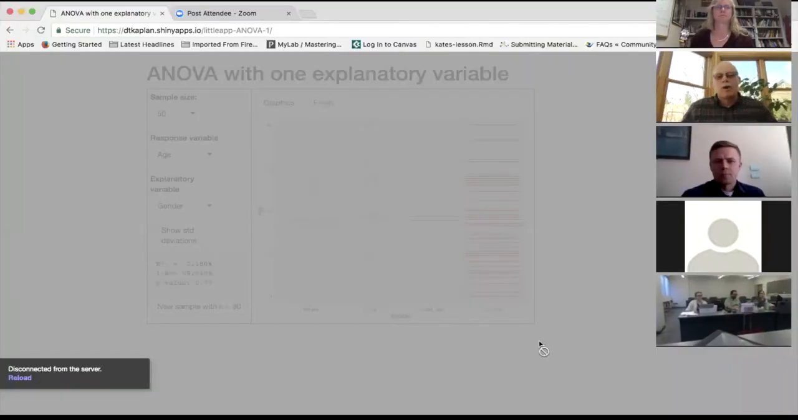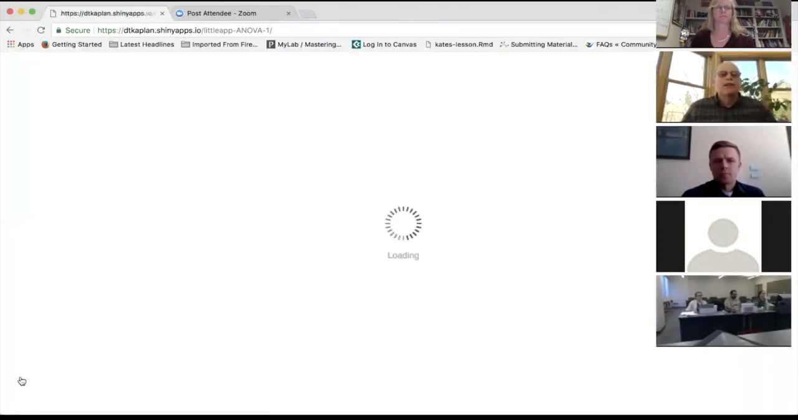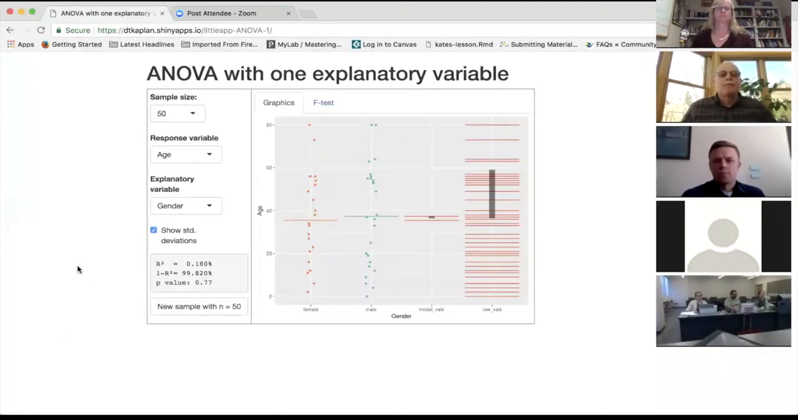While Kate's bringing that up, I didn't mention that all these little apps are available just through a web browser. They're on a server, and you can access them through the links on that blog post I showed you about teaching stats with little apps. All right, so this is, again, one of those little apps. This is about the ANOVA with one explanatory variable.